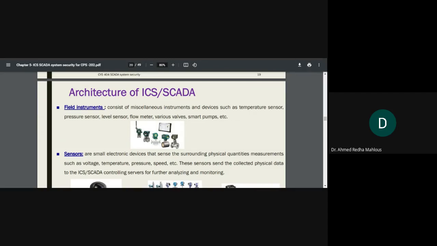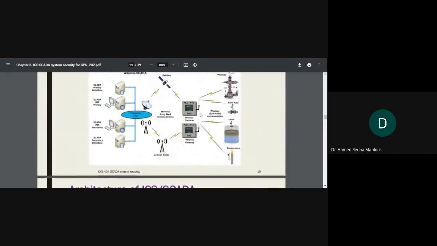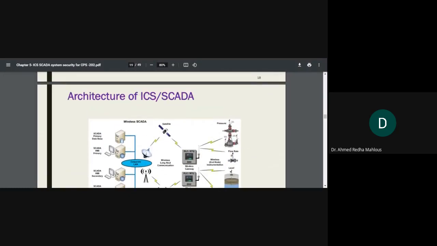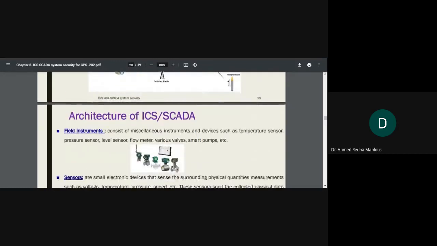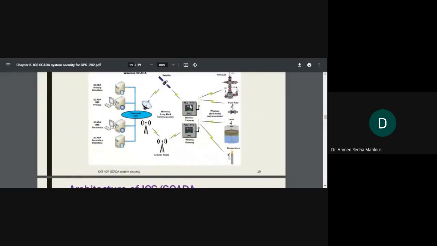These are the field instruments in terms of the ICS. You do have field instruments, where you do have many types of devices that can be found in the field, in an environment. Okay, you can find sensors, valves, pumps, pressure sensors, temperature sensors. These are the field instruments. This is what you find inside an environment. Those field instruments are there to collect some specific data in order to do later analysis. We send that data to that PLC RTU.